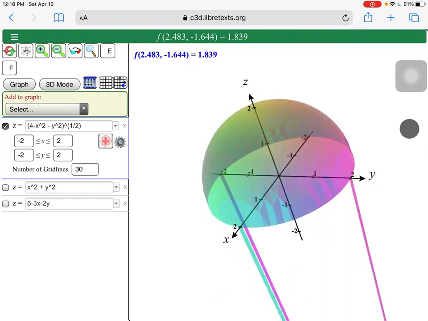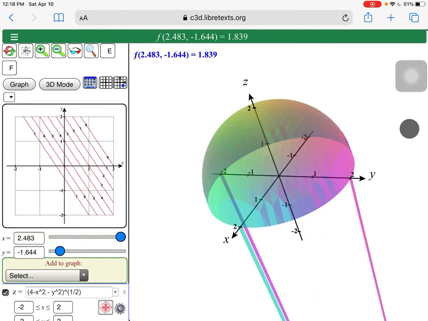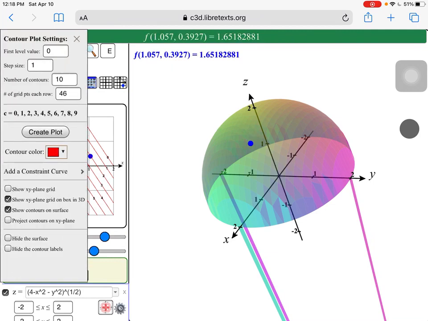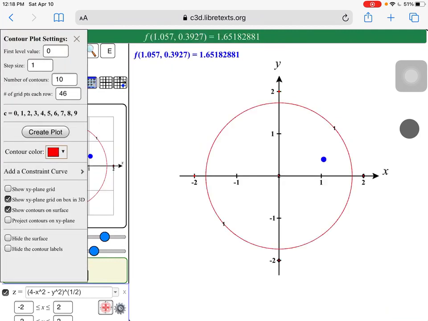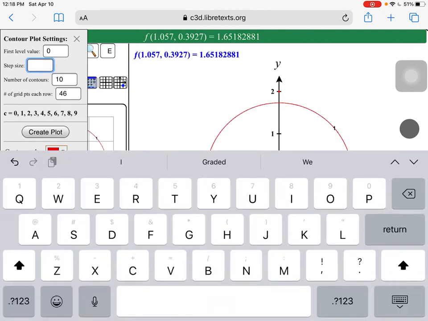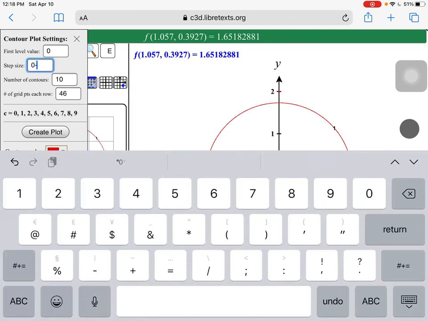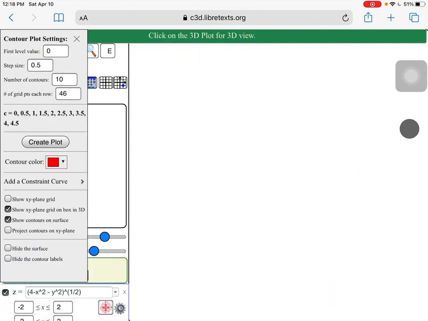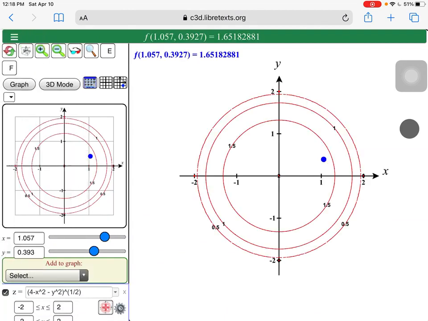So going back to this view of things, let's see if that is possible. Maybe it's not. Okay, well, sort of. Oh, this is the old contour plot. So let's create the new contour plot. There we go. I am going to change the step size here for this contour plot. So let's put it at 0.5. So we get a few more contours that we can look at. Create the plots. There we go. Great. So now we can look at the contours.